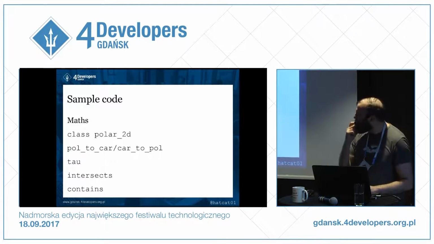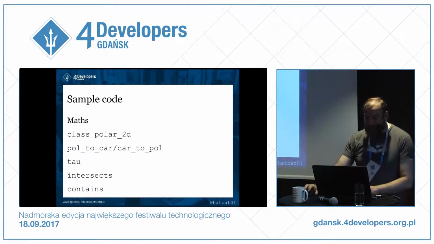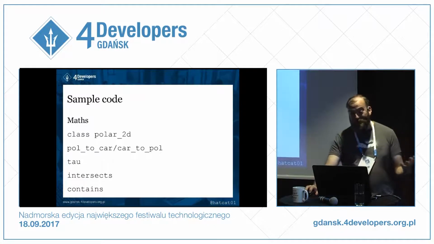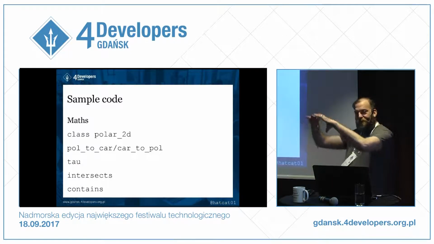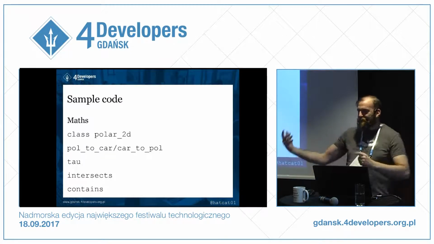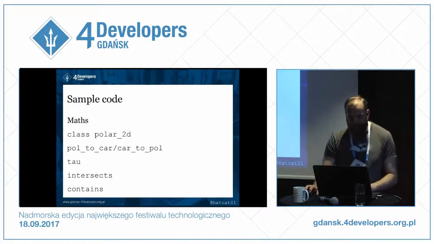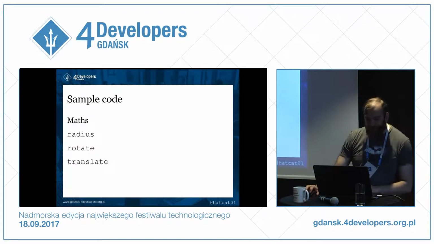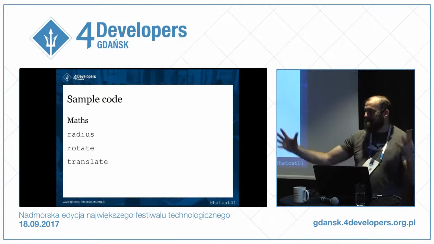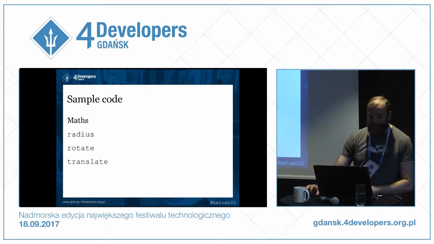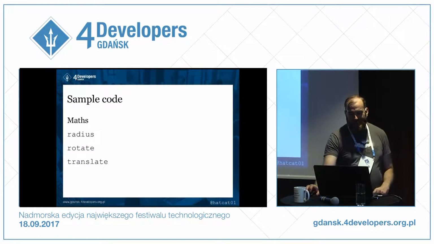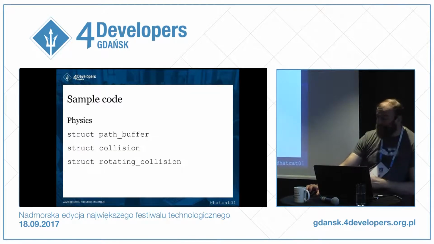Maybe I should have called this geometry. Anyway, then we have to manage collision detection, and we do this with the intersects function, and contains. So if a boundary contains an object, then there's been a collision. In addition, we need to worry about things like the radius of objects. If it's outside the radius of the object, it hasn't collided. We want to be able to rotate them, and we want to be able to move them about. Got to worry about the physics.